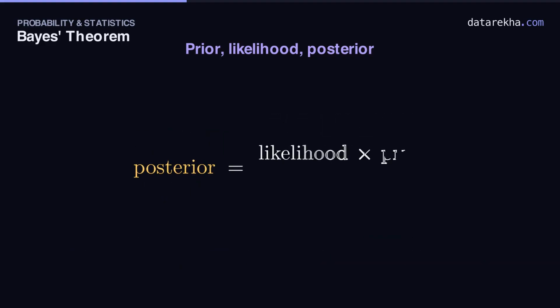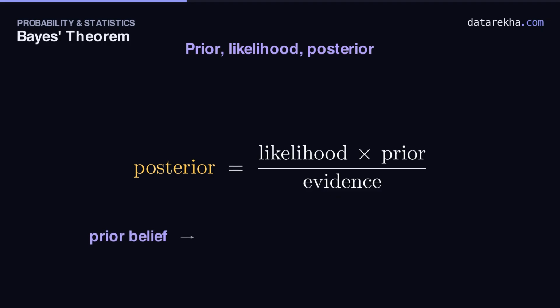Strip away the symbols, and the rule reads like plain English. Posterior equals likelihood times prior over evidence. It's a machine for updating belief. Start with a prior. Let evidence arrive. And Bayes hands back the posterior. Your old belief, revised by what you just learned.